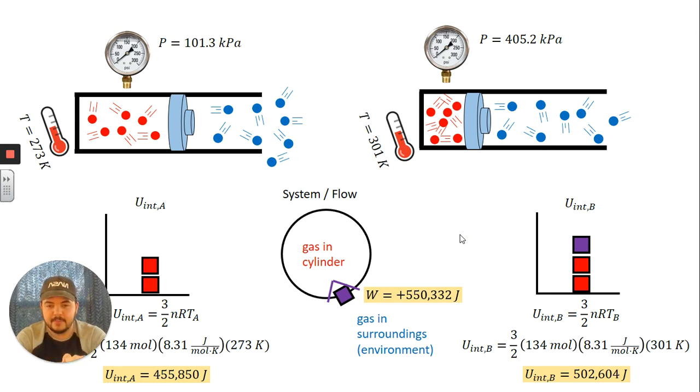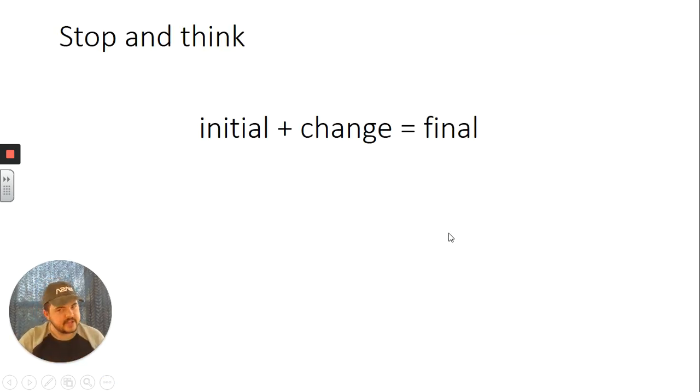Uh-oh, we've got a problem here. This doesn't add up. We started with 456,000, added 550,000, ended up at 502,000. That seems like an issue, right? Here's another way to think about what I just said. Initial plus change equals final.